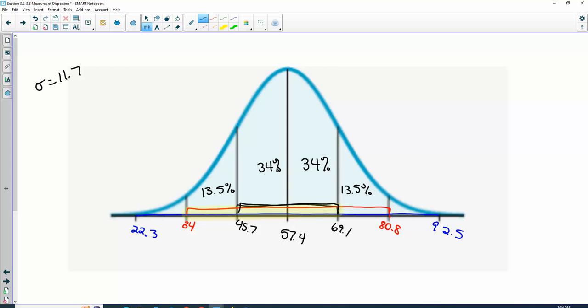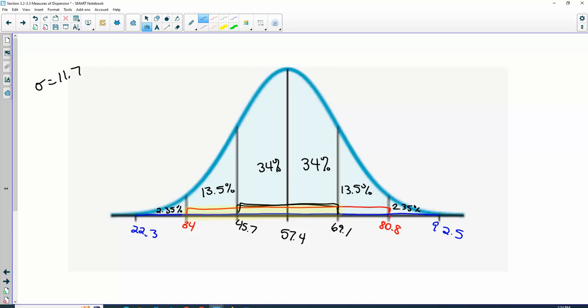All right, the third is 99.7. So 99.7 minus the 95 we already had. Divide that by 2. 2.35. So each of these is 2.35.